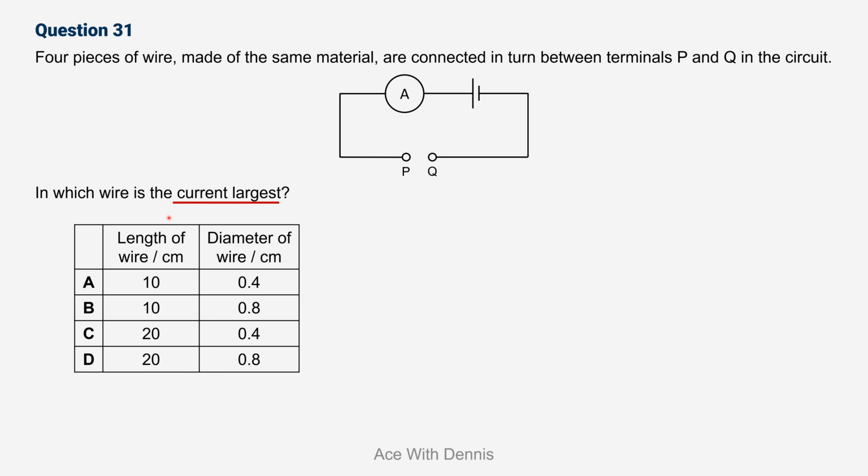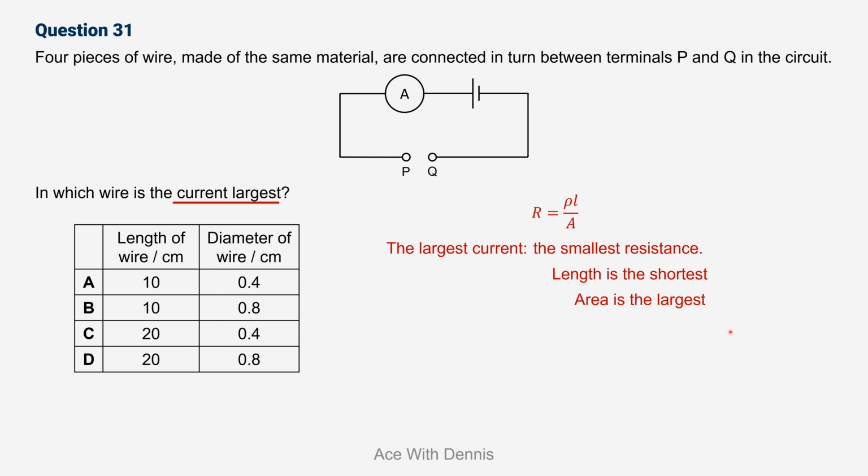Okay, so this question wants the largest current. Hence, to obtain the answer, we need to refer to the formula for resistance R equals rho L over A. To obtain the largest current, from this formula, we need the smallest resistance, which means the length is the shortest and the area is the largest. To have the largest area, we need the largest diameter. So among these options, the answer will be B, where the length is the shortest, 10 being shorter than 20, and the diameter is the larger, 0.8 being larger than 0.4.